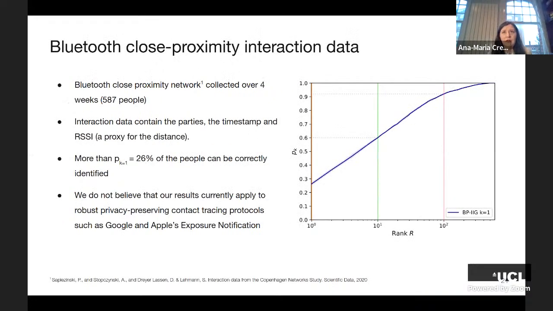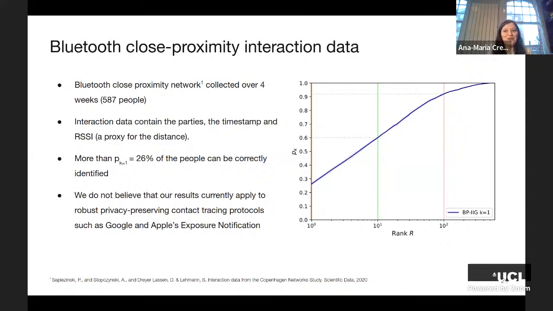And finally, another experiment that we looked at is what would happen with a different data distribution. Here, Bluetooth close proximity data. So this is the type of data that is being collected by contact tracing apps, containing the parties, so some identifiers for the devices, the timestamp of the interaction, and another quantity, which is a proxy for the distance between the devices. The data set we looked at was collected from university students over 4 weeks. There are almost 600 people having data in all the 4 weeks. And we computed the probability of identification using one-hop graphs. And we found that more than 26% of them can be correctly identified using our method.